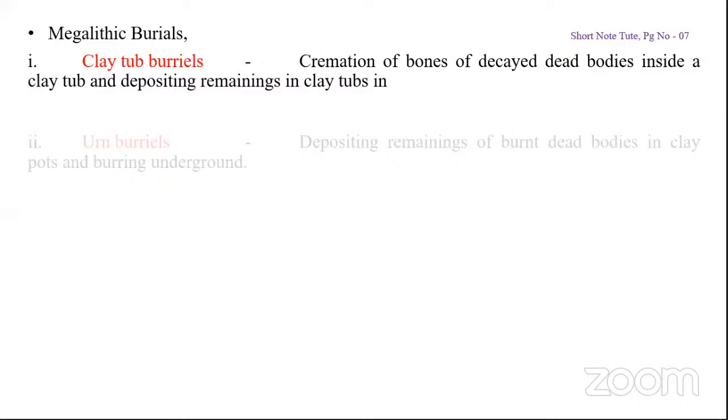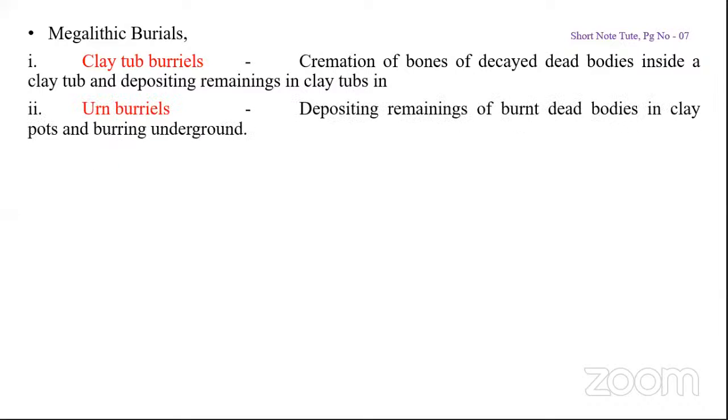The second method is urn burials. In urn burials, what do they do? Depositing remains of burnt dead bodies in clay pots and burying them underground. This time the entire dead body was burnt. After burning the dead body, they keep the remains inside a clay pot, and after that they bury the clay pot underground. That is known as urn burials. Urn means clay urns.